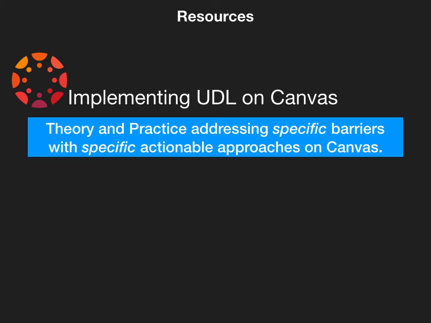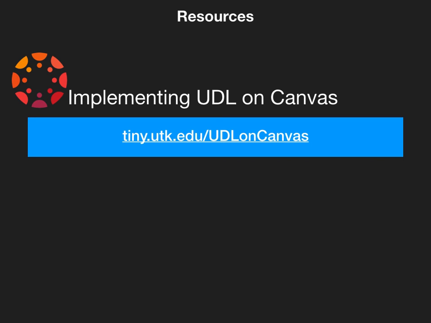How do I build materials that are going to meet the needs of students, for example, who are variable in the knowledge and skill that they bring into the course? How am I going to help students who are not engaged in the content of the course and need additional supports to motivate and sustain them when things get difficult? Those kinds of specific barriers, and it looks at how Canvas features can be used to address that. To access that, go to tiny.utk.edu/UDL on Canvas. The UDL and the C on Canvas have to be capitalized.